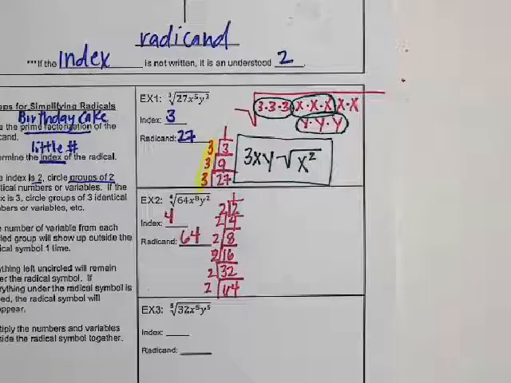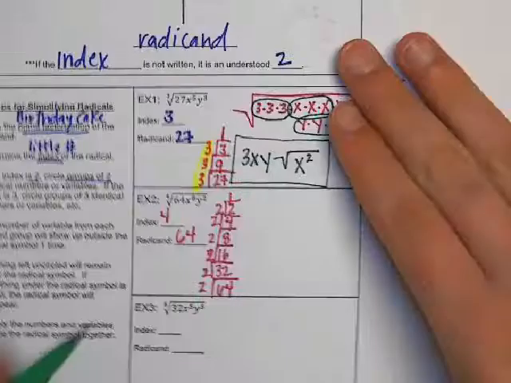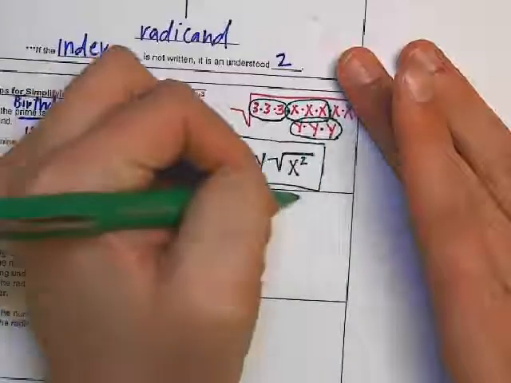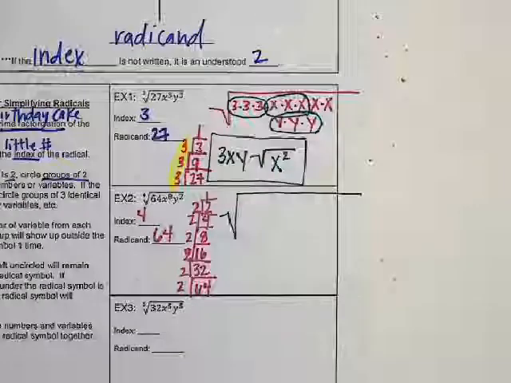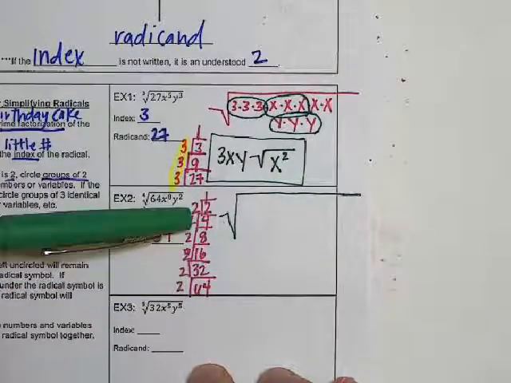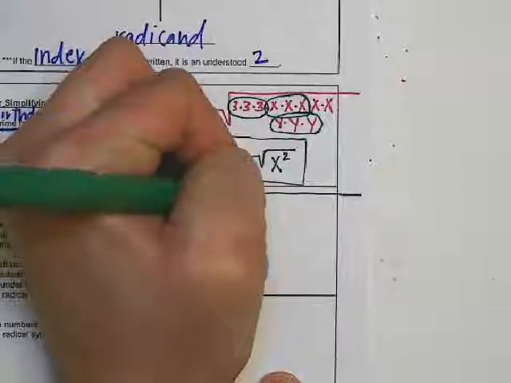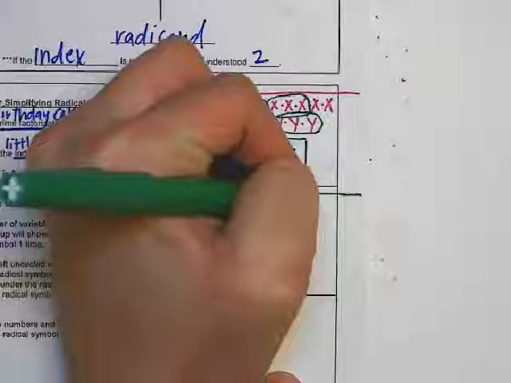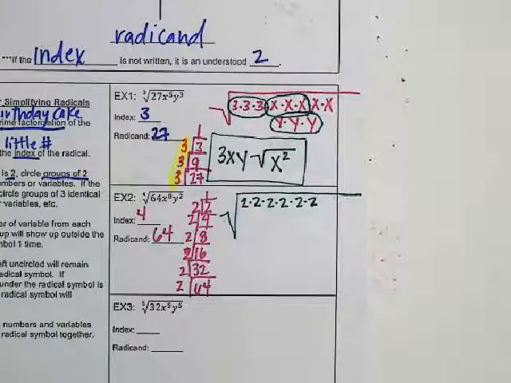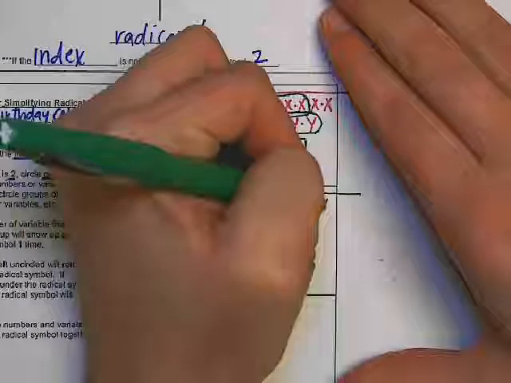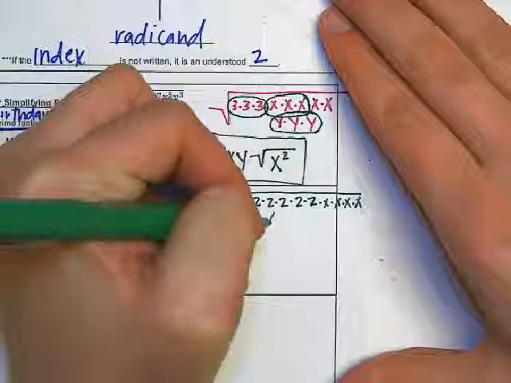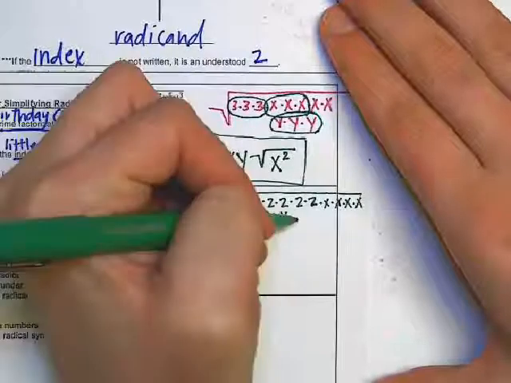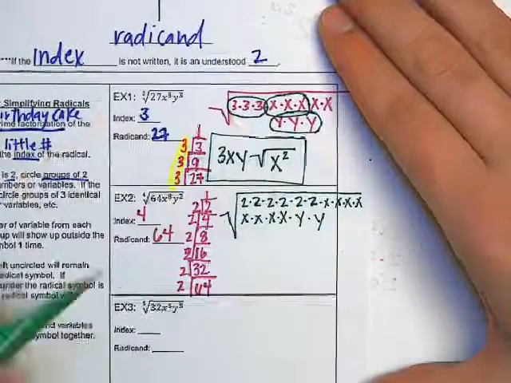Okay. Draw your massive house. Okay, how many 2s are you going to have in the house? 6. 6 2s to start. 1, 2, 3, 4, 5, 6. How many x's? 8. 8 x's. How many y's? 2.